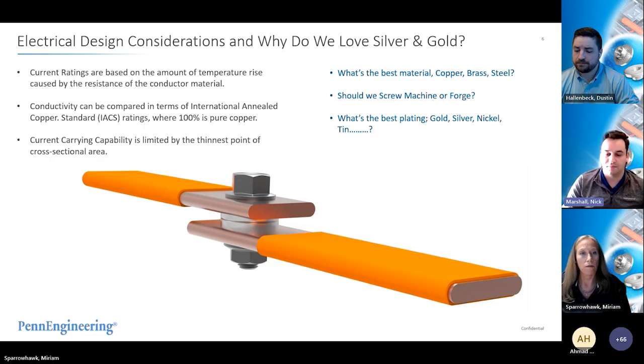So the current rating is really significantly based upon what is the cross-sectional area and what is the material that we are using to carry this current. In the bus bar, the current rating is going to be primarily dependent on the cross-sectional area, which is the area you see as we're looking down the length of this bus bar on the end there. And then when we're looking at the termination where the bus bars are meeting, it's that surface area that in this case is made up by the top of that bushing that's contacting the mating bus bar.